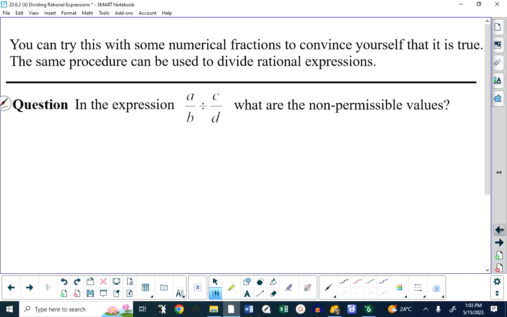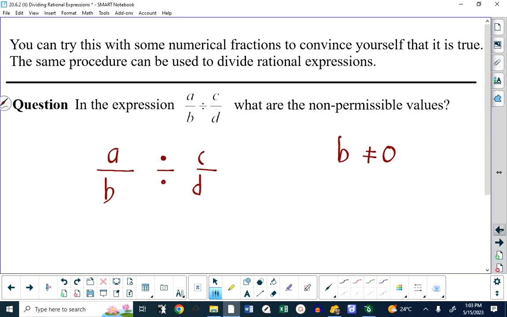That's okay though. We have a question to warm up. In this expression, let me rewrite it: A over B divided by C over D. What are the non-permissible values? So who can tell me one non-permissible value? Jay? B is not allowed to be 0. Excellent. Can somebody different give me a different one? Yeah? C. Okay. I'm going to write that down.